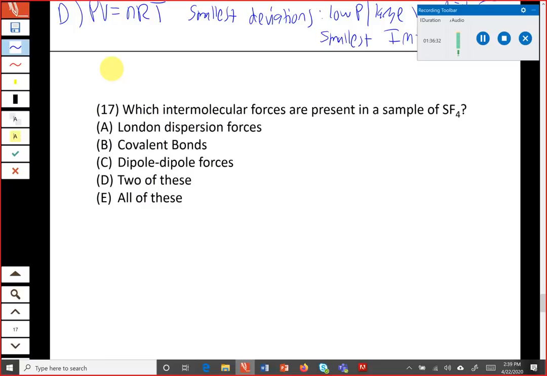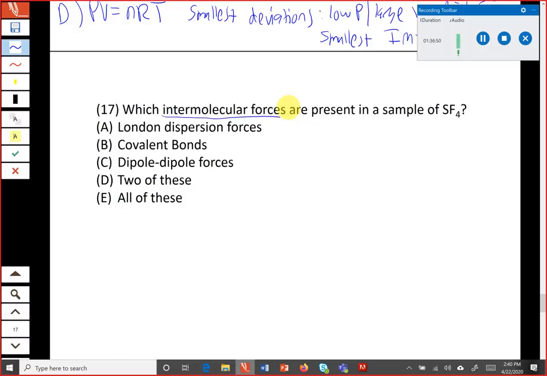But for this exam, we cover the first 6 sections of Chapter 9, and the first major topic is intermolecular forces, which we sort of alluded to in the last problem. So in this problem, we're just asking the simple question, which intermolecular forces are present in a sample of SF4?